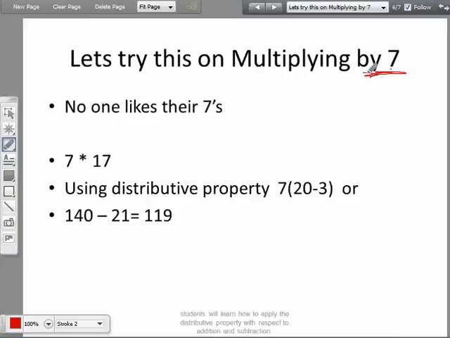Let's try this one on multiplying by 7. What do I mean by multiplying by 7s? No one likes their 7s. No one's real good at that, are you? So let's multiply 7 times 17.